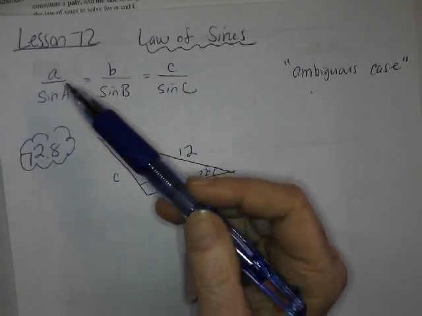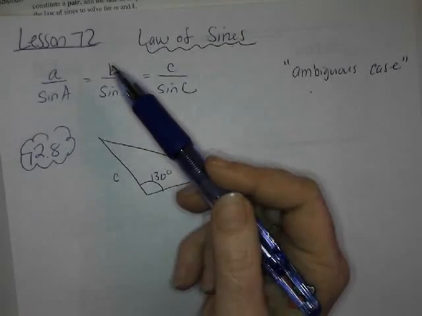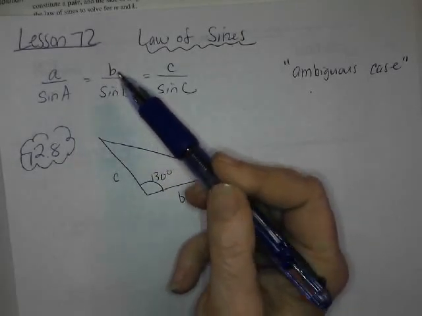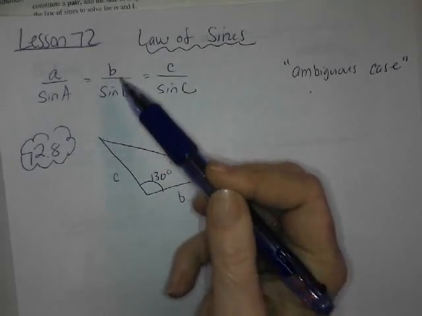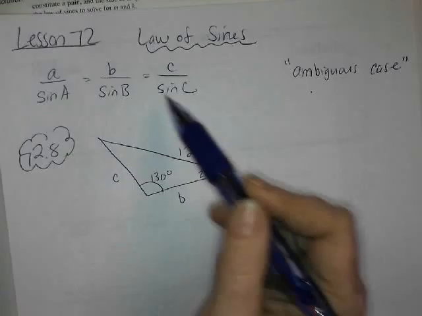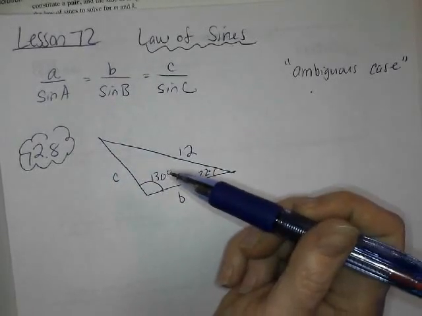So the law of sines says that side a over the sine of A is equal to side b over the sine of B. The big B means angle and the small b means side, right? You can set up these little proportions and you can use cross multiplication and you can solve.